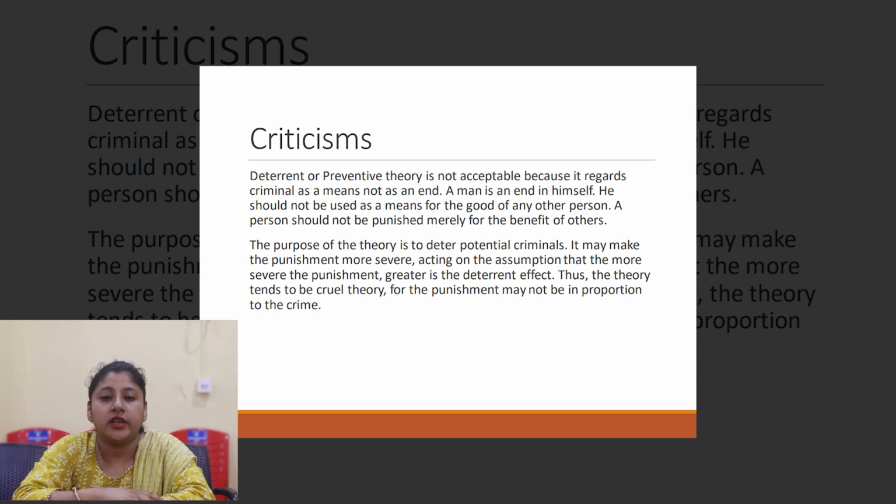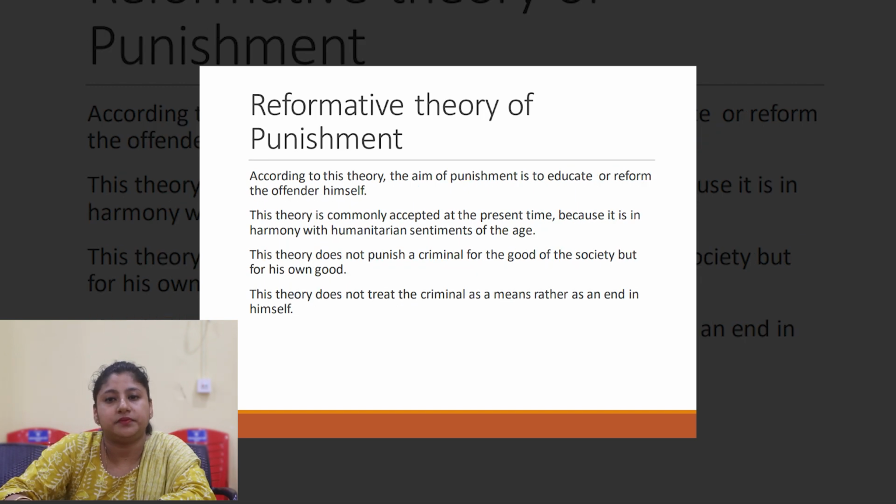Again, the purpose of the theory is to deter potential criminals. It may make the punishment more severe, acting on the assumption that the more severe the punishment, the greater is the deterrent effect. Thus, the theory tends to be a cruel theory, for the punishment may not be in proper proportion to the crime. So that is also a drawback. It can sometimes be very cruel because it is rigid and harsh in character, and it also accepts capital punishment. So we cannot accept preventive theory in our present day society. Next, we come to the reformative theory of punishment.